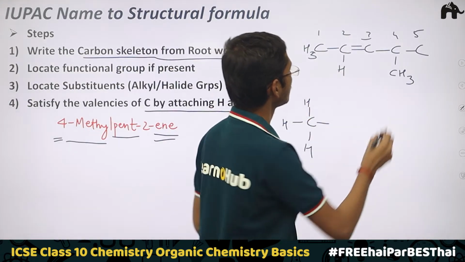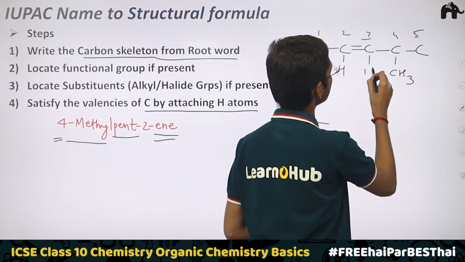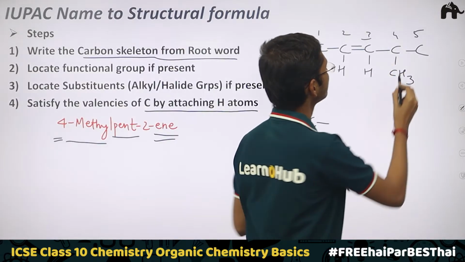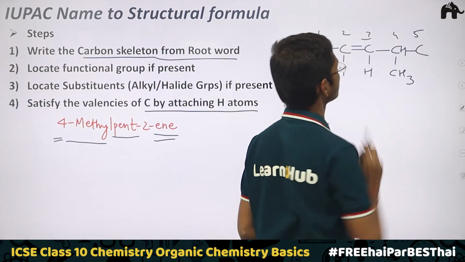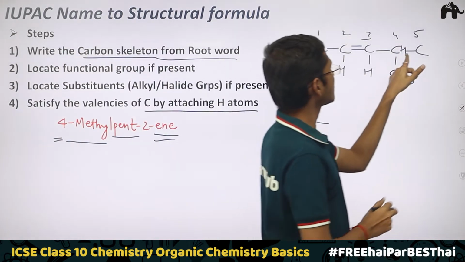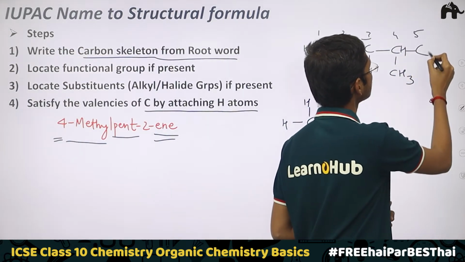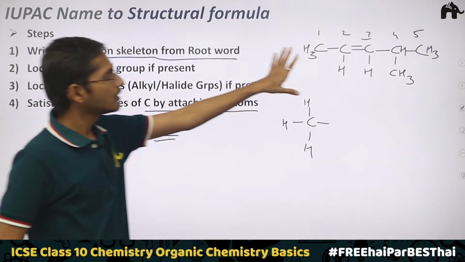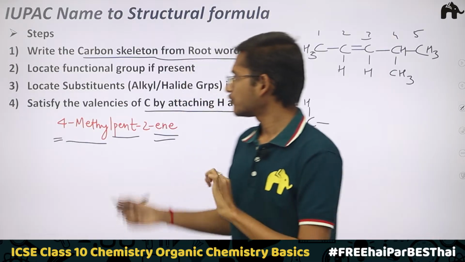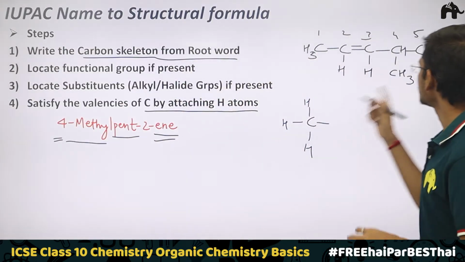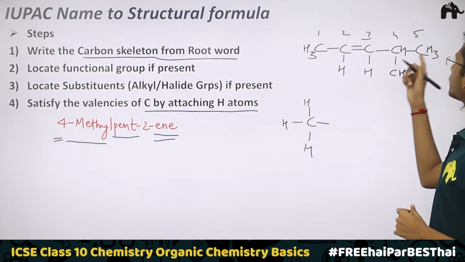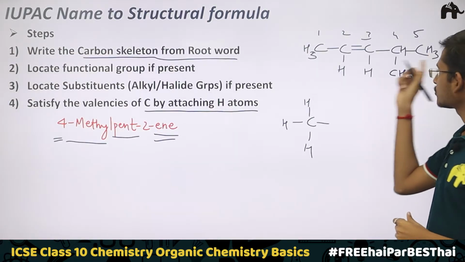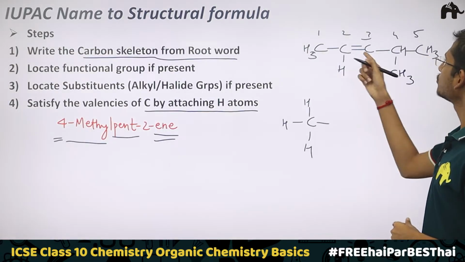Then 1, 2 and 3, one more is required, so H. Then 1, 2 and 3, so I am writing it here itself, H. 4, right, for this carbon, and then for this carbon it's only 1 covalent bond, so 3 more bonds are required, so CH3. So this is our structure for 4-methyl pent-2-ene. See, 4-methyl, 5 carbon atom compound, pent-2-ene.